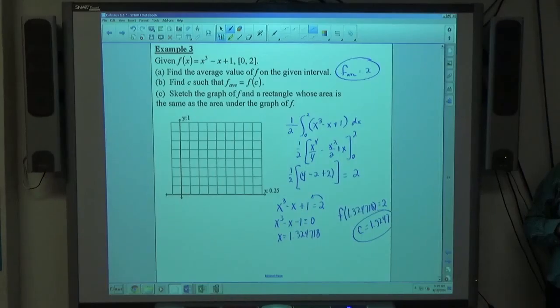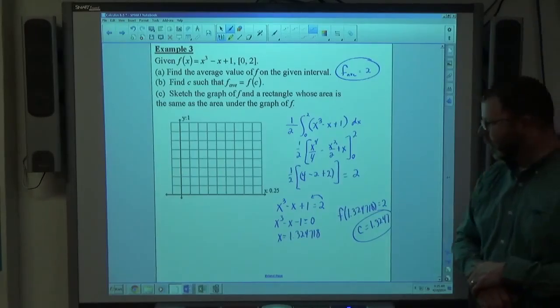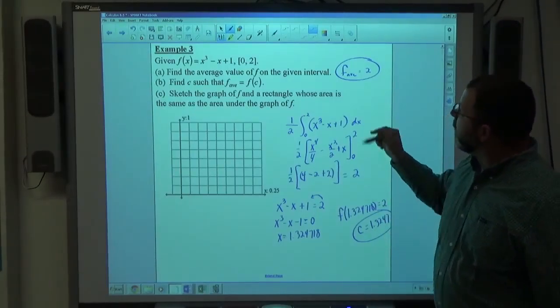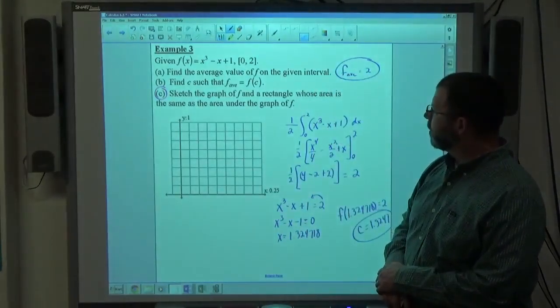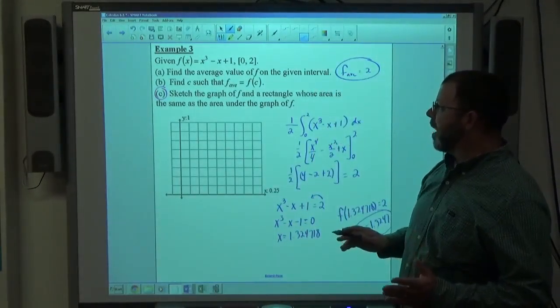And finally, they want us to sketch the graph of f in a rectangle whose area is the same as the area under the graph of f. So here's how this works. All right, so I'll do part C in purple. Have a cool color there. So first of all, sketching the graph of f.